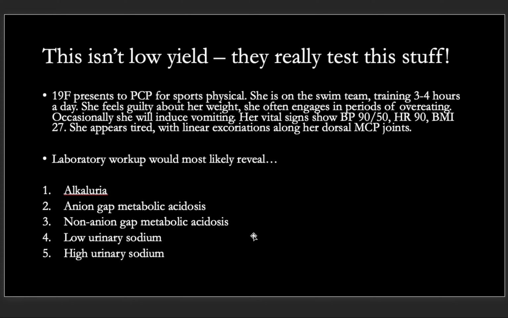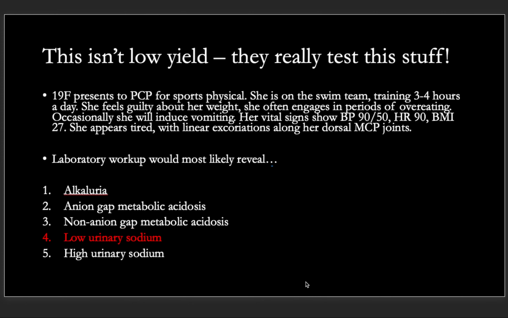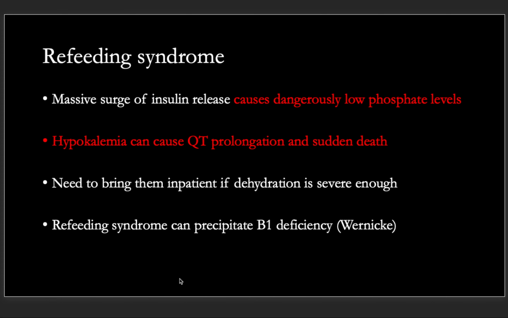Now, all this acid-base stuff might seem low yield, but I got a question on this the other day where you basically had to understand that once you have someone who's been vomiting a lot, because of aldosterone, you will have low urinary sodium. So this isn't as niche as it sounds.